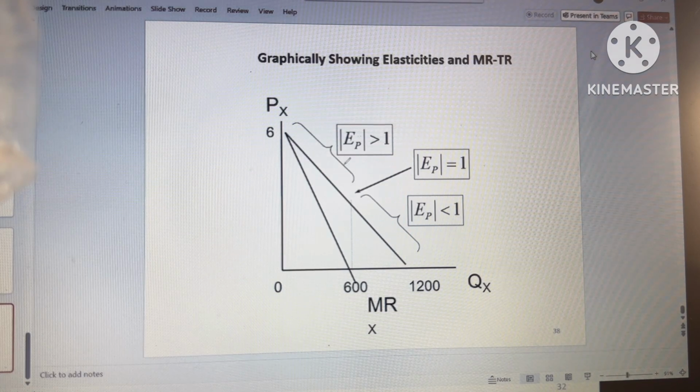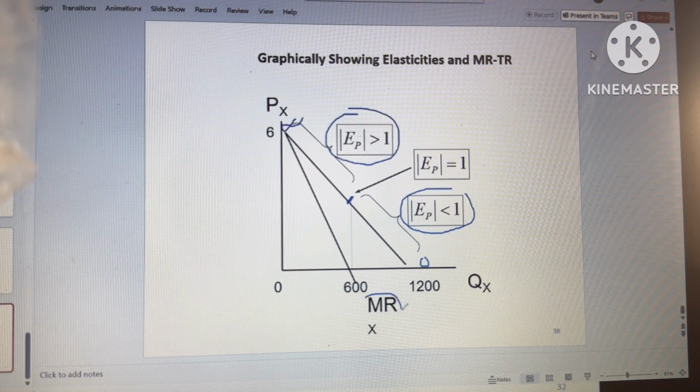Now, these things I also explained already. This is the middle point. Middle point elasticity is 1. Above the middle point, it is greater than 1. Below the middle point, it is less than 1. Here it is 0. Elasticity varies from 0 to infinity. And there is another curve here, MR. What is MR? Marginal revenue. Marginal revenue curve. This is the demand curve.